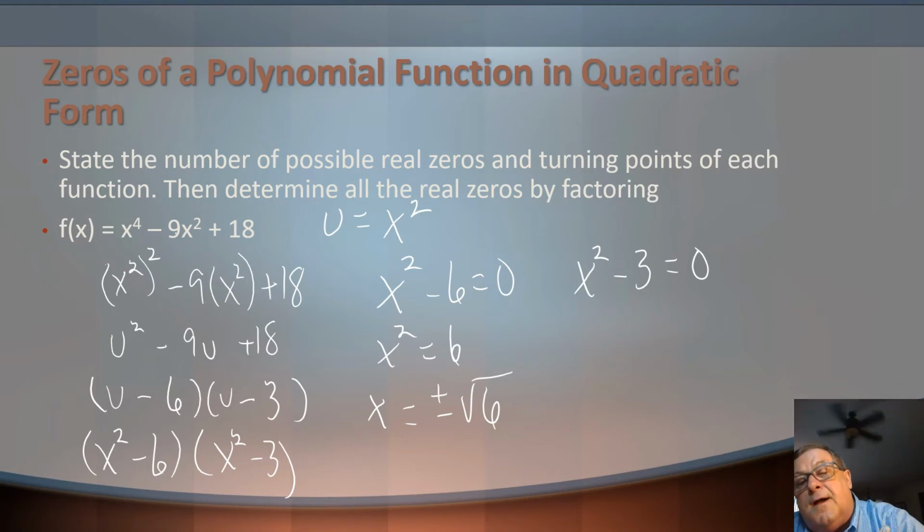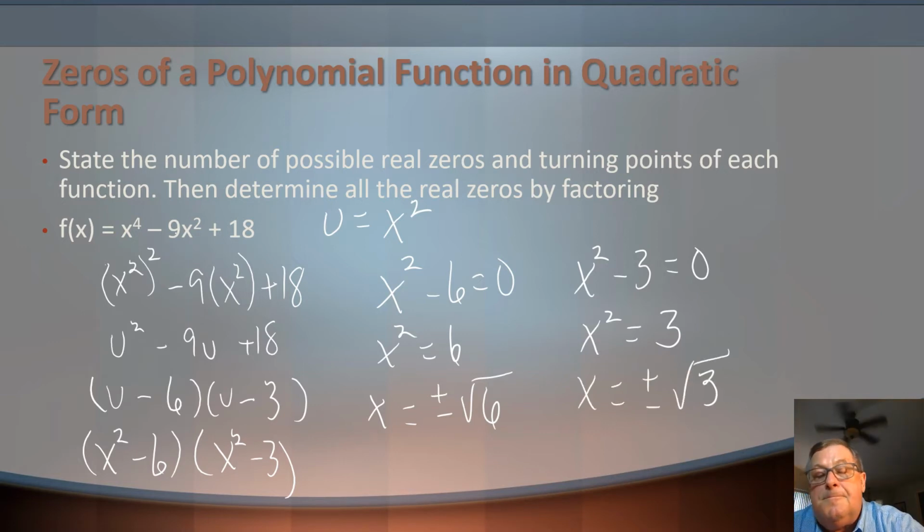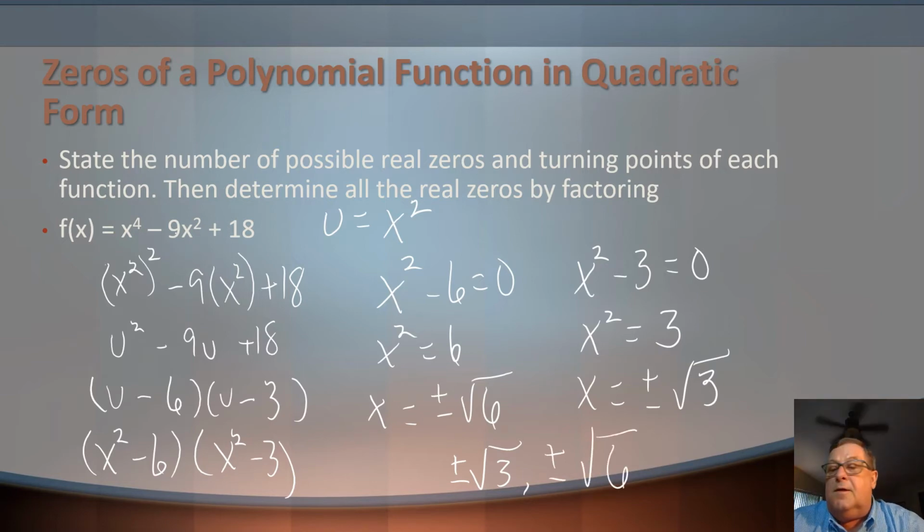All right, let's do the other factor. We're going to add 3 to both sides. So we got x squared equals 3. Again, we're going to take the square root of both sides, where x now is equal to plus or minus the square root of 3. So our zeros then are plus or minus square root of 3 and plus or minus the square root of 6, where we utilized the quadratic form and U substitution. Let's do one more.